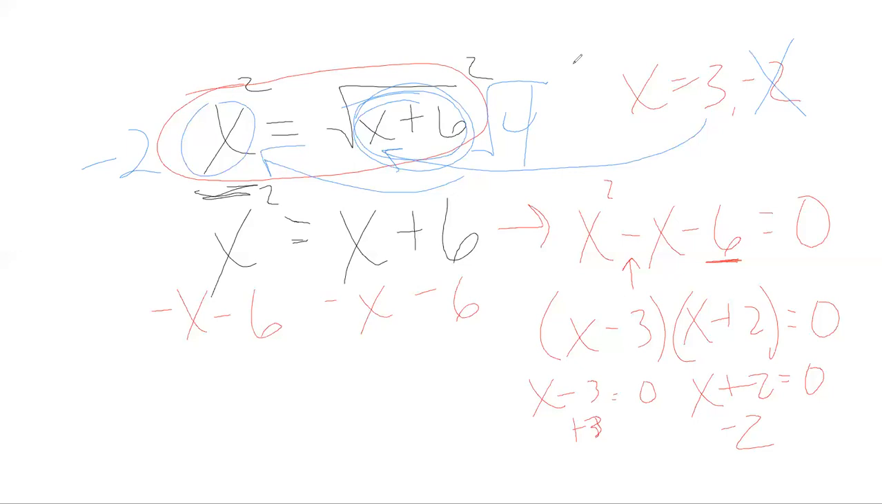So that's why I've made this a whole new section, because this is going to be a little more complicated. You still have to square both sides. You have to get a quadratic and set it equal to 0, factor it, and then check these answers here. Okay, let's do another one.